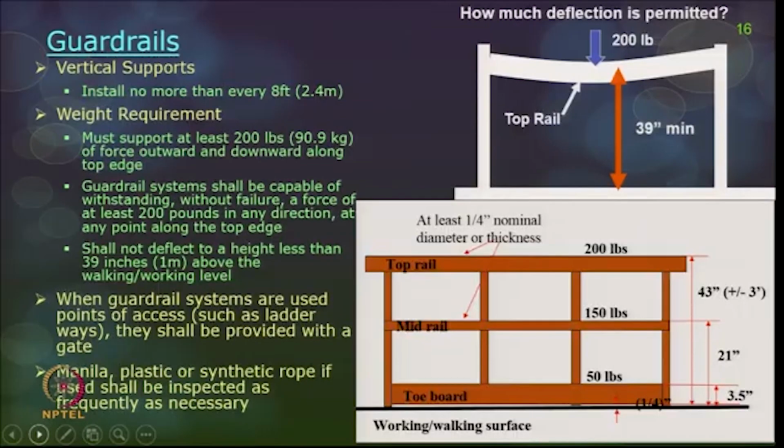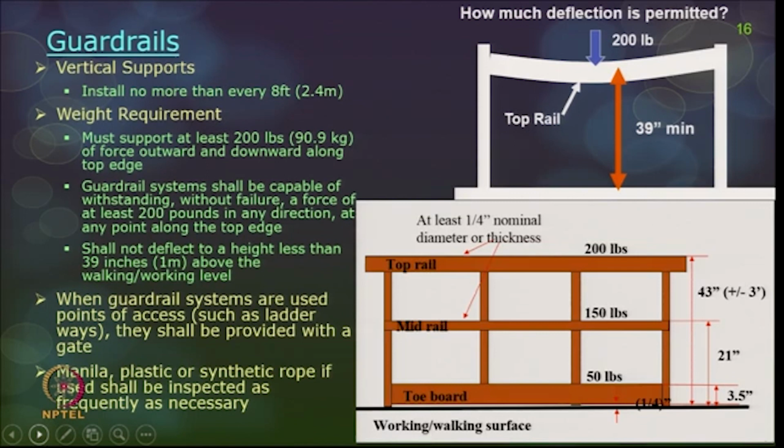So, the top rail should be at least 43 inches in height, and the mid one should be 21, and the toe board should be at least 3.5. And if you want to leave a gap between the floor and the toe board, it should not be more than 0.25. So, this is the dimension of the 3 rails. And if you talk about the load, the top rail should be able to withstand 200 pounds of weight which comes on it. The mid rail at least 150, and the toe board should be at least 50.